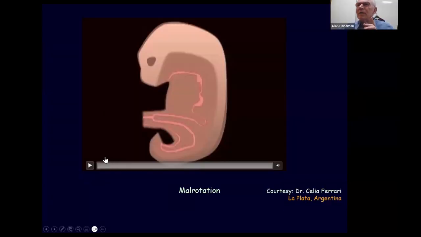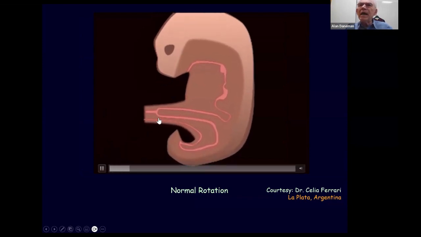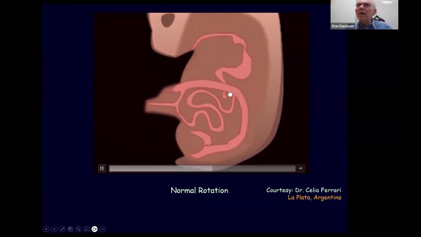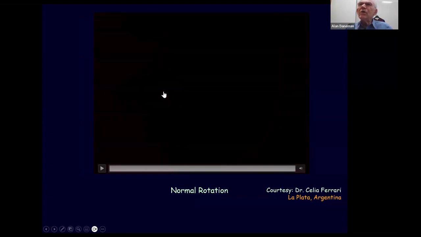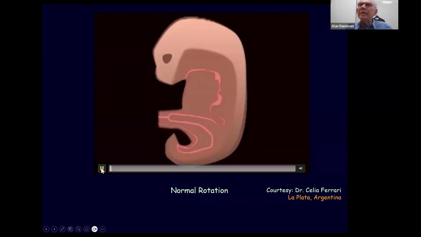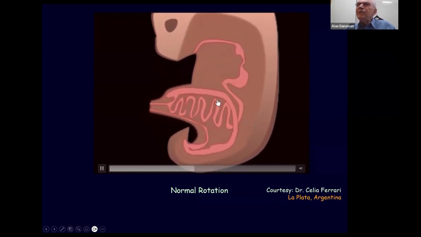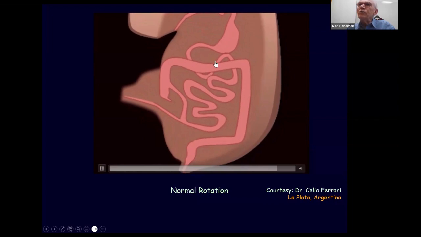So this is a video of a diagram of the midgut as it's going to herniate into the umbilical cord, which is here, rotate, and then come back in a normal rotation. So it comes out, rotates, grows along, and then comes back in, first the small bowel, to form a normal duodenojejunal junction, and then the cecum is here, so the width of the mesentery is wide. Here it comes out, I play it again, it comes out, grows very long, then comes back in, first the small bowel with a normal DJ flexure and a normal cecum, so the base of the mesentery is very long.